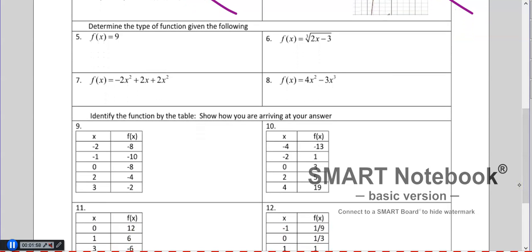Determine the type of function. Well, this is just simply y equals 9. If you use the parent family chart we gave you, that is going to be a linear equation, sorry. In fact, it's actually a horizontal line. Y equals is always horizontal. Okay, this one, the 3 right here tells us it's a cubic function.